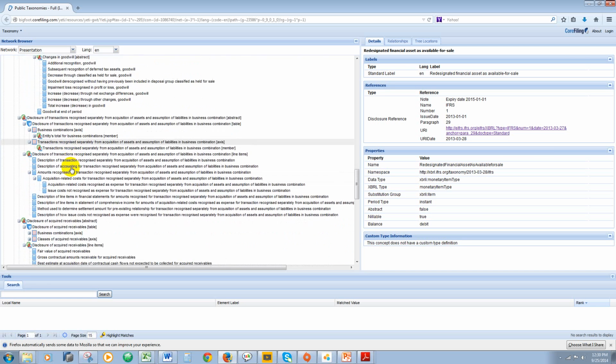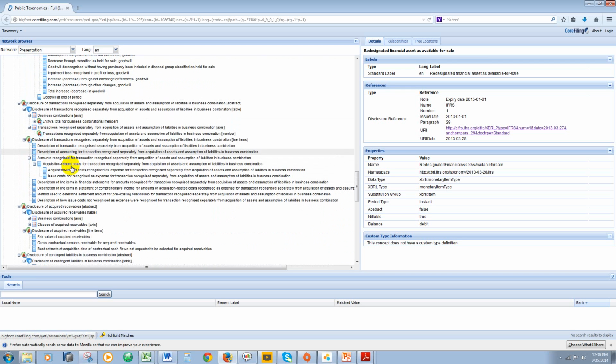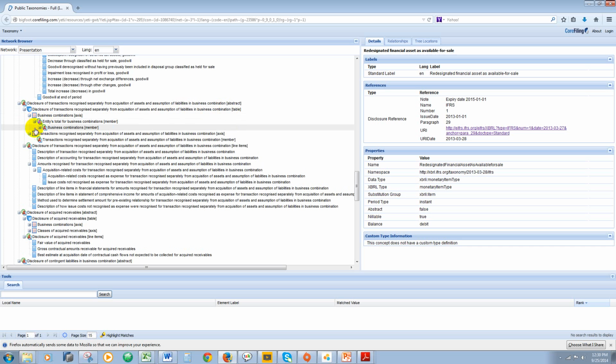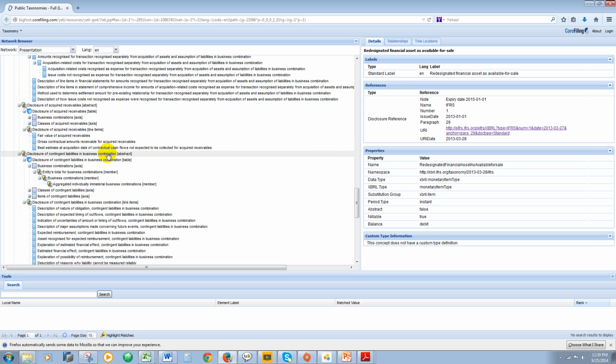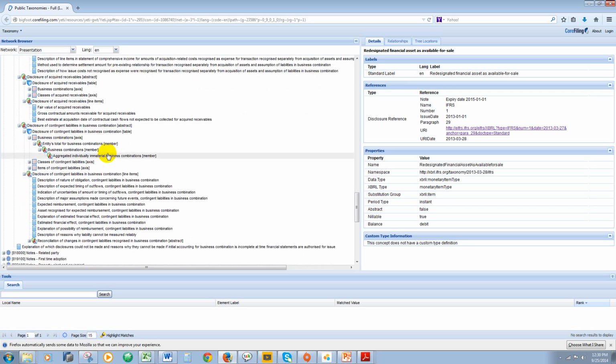And then we have disclosure of transactions recognized separately from acquisition of assets and assumption of liabilities in business combinations table. So this is also a very important table, and these are the members. So basically these are the line items for this table. So let us scroll down, and then we have disclosure of contingent liabilities in business combination line items, and these are all the line items.